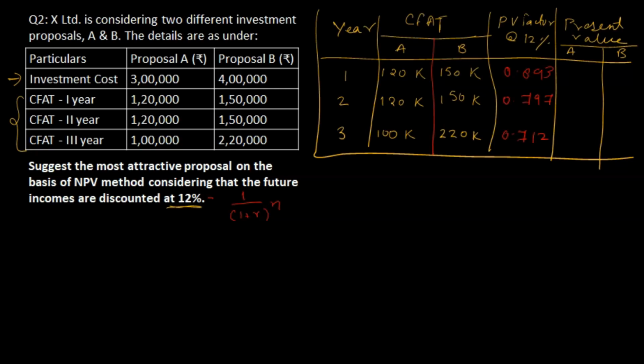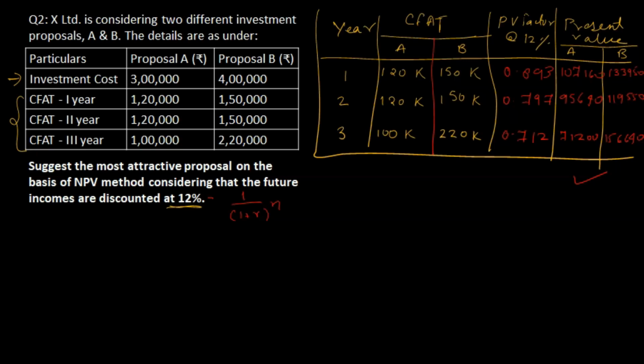For proposal A, we will get the values as 107160, then 95640, then 71200, and for B also 133950, then the second one is 119550. You can calculate on your own, just multiply the CFAT with the PV factors. That's it. We got all the present values of A and B.